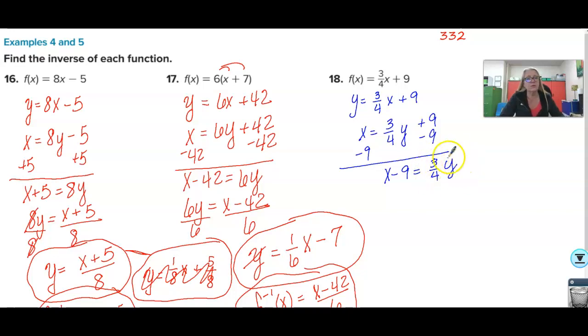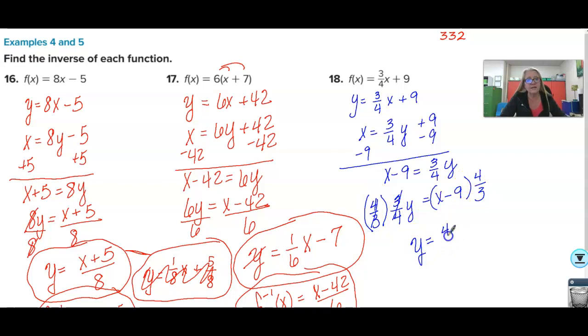All right, now in order to get y by itself, I could do the flipperoo here. 3/4 y = x - 9. To get rid of this, I need to divide both sides by 3/4, or I can multiply both sides by 4/3, which is the same thing as dividing by 3/4. But here's what this is going to look like: these are going to cancel out.